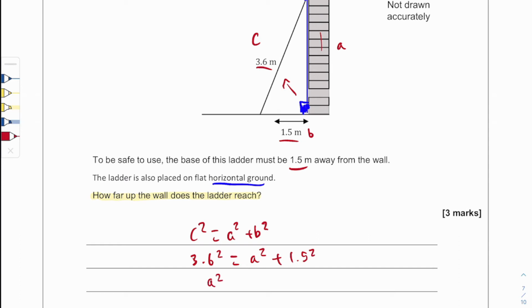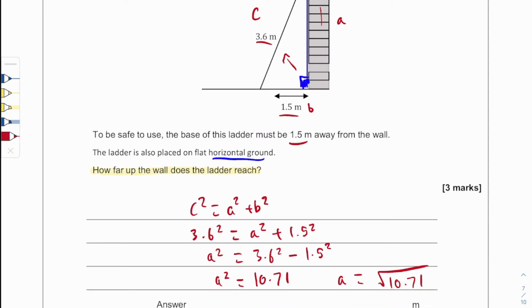Rearrange to get A squared on its own. So that's now equal to 3.6 squared take away 1.5 squared. And when we calculate this, what we get is 10.71. So therefore A is equal to the square root of 10.71. And when we do that, we get 3.272. So to 3 significant figures, that is 3.27.